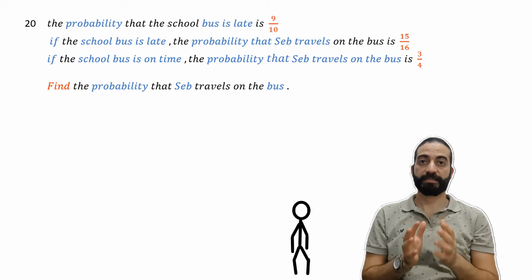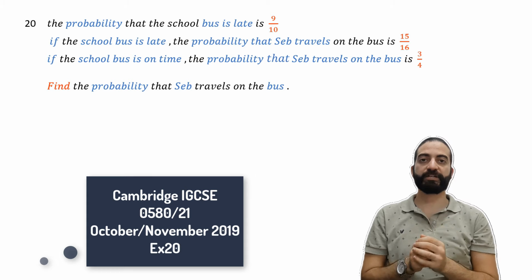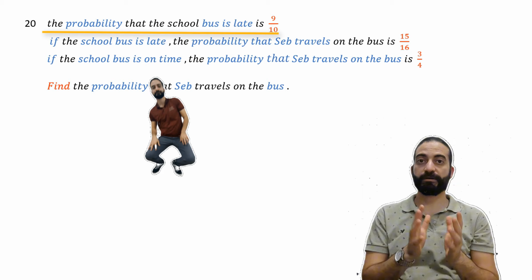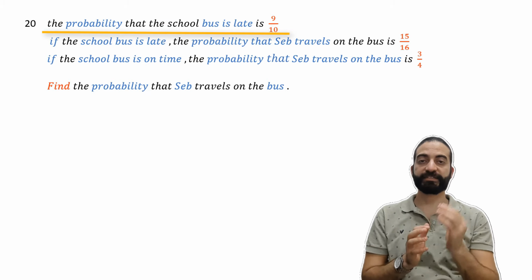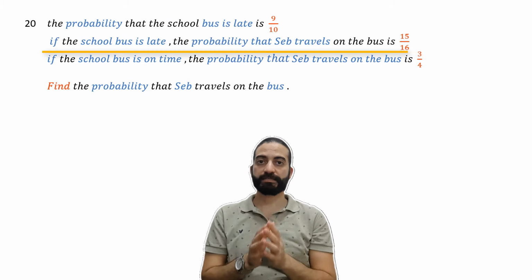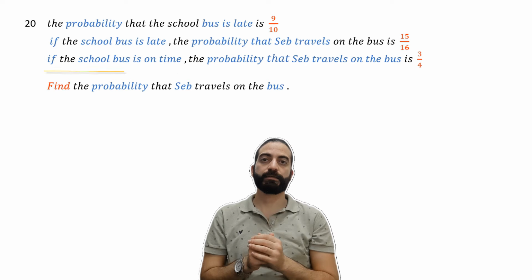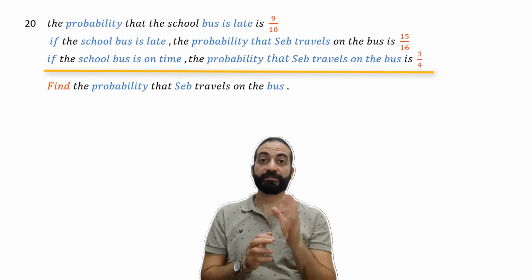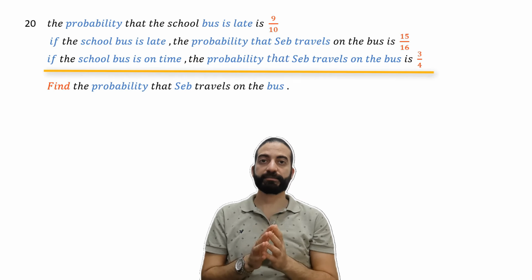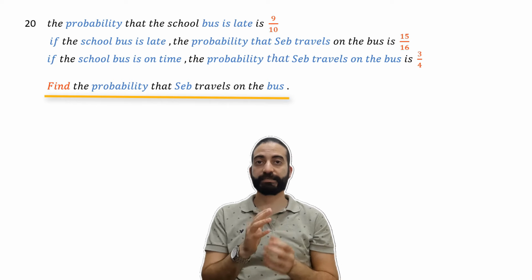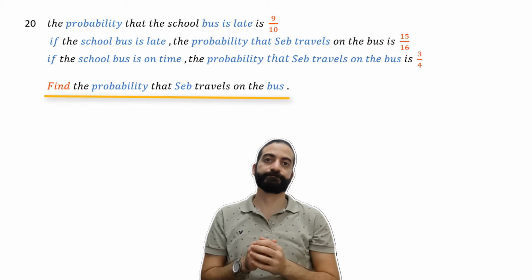Hello everyone. We'll start by solving question 20 of the Cambridge IGCSE 2019 exam. The probability that the school bus is late is 9 over 10. If the school bus is late, the probability that Seb travels on the bus is 15 over 16. If the school bus is on time, the probability that Seb travels on the bus is 3 over 4. Find the probability that Seb travels on the bus.